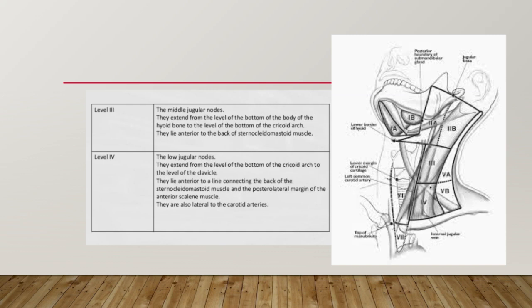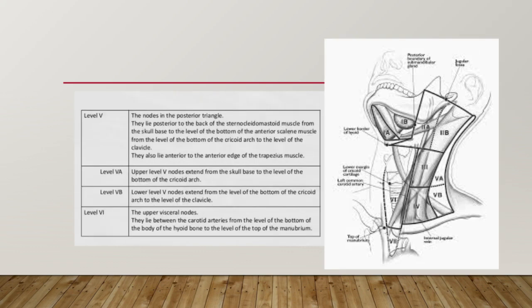Now, the lower group of jugular nodes is called level 4 lymph nodes. They extend from below the cricoid cartilage to the level of the clavicle. So, between the level of the clavicle and the cricoid is level 4, between the cricoid and the hyoid is level 3. Coming to the posterior triangle of the neck.